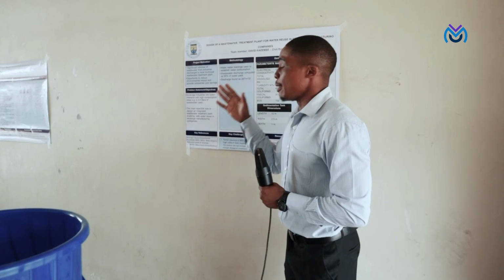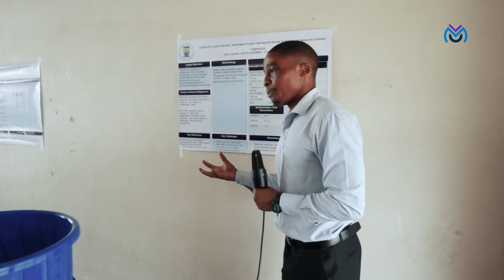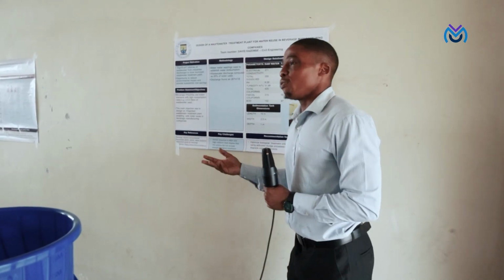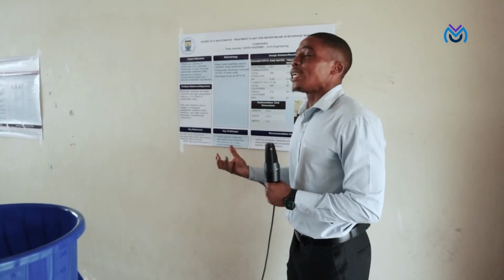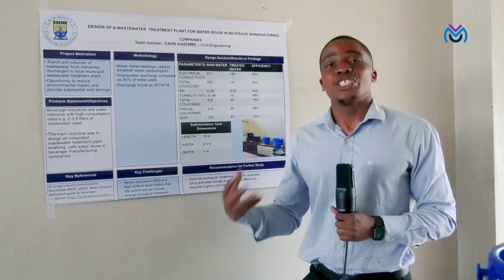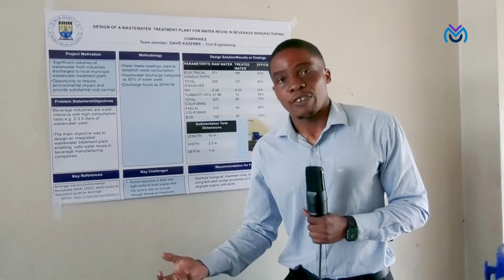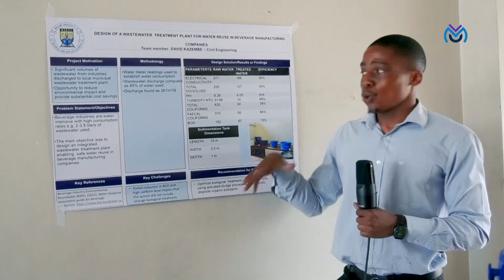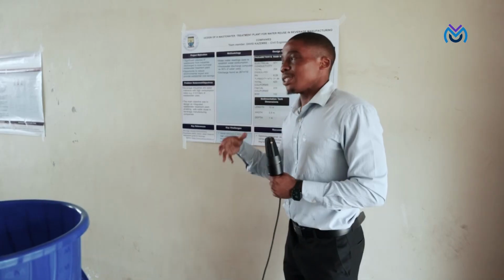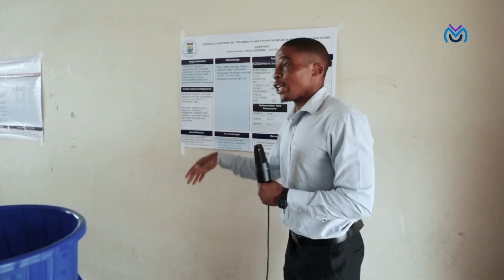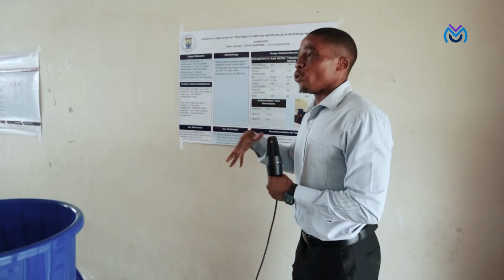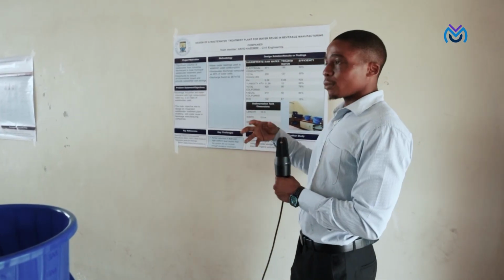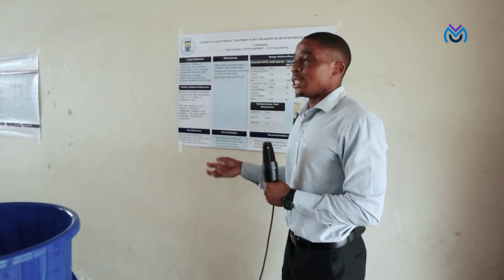So the main objective was to design this wastewater treatment plant, and it had 4 specific objectives. The first objective was to quantify the amount of water that is generated by the beverage manufacturing company. For this case, it was Chibuku Products Limited. So when calculating the amount of water that was discharged from the factory, we had to go through the water bills to find how much water is generated per day. And then after that, we use that to inform our design.